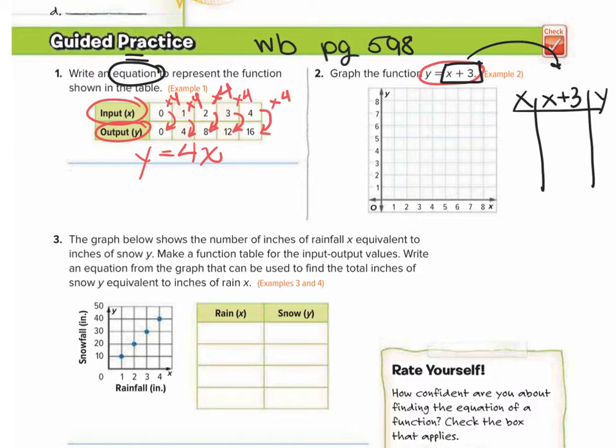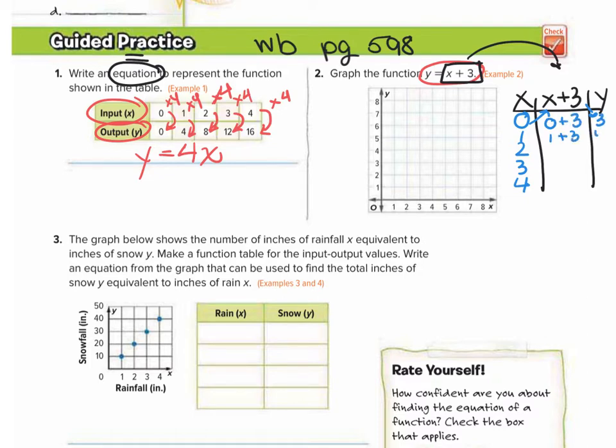Now we can't find our outputs without any inputs. So what we can do is pick our own input values. So I'm going to pick 0, 1, 2, 3, and 4. I'm going to take these inputs, put it in for the function rule where x is, and use it to find my output. So 0 plus 3 would give me an output of 3.